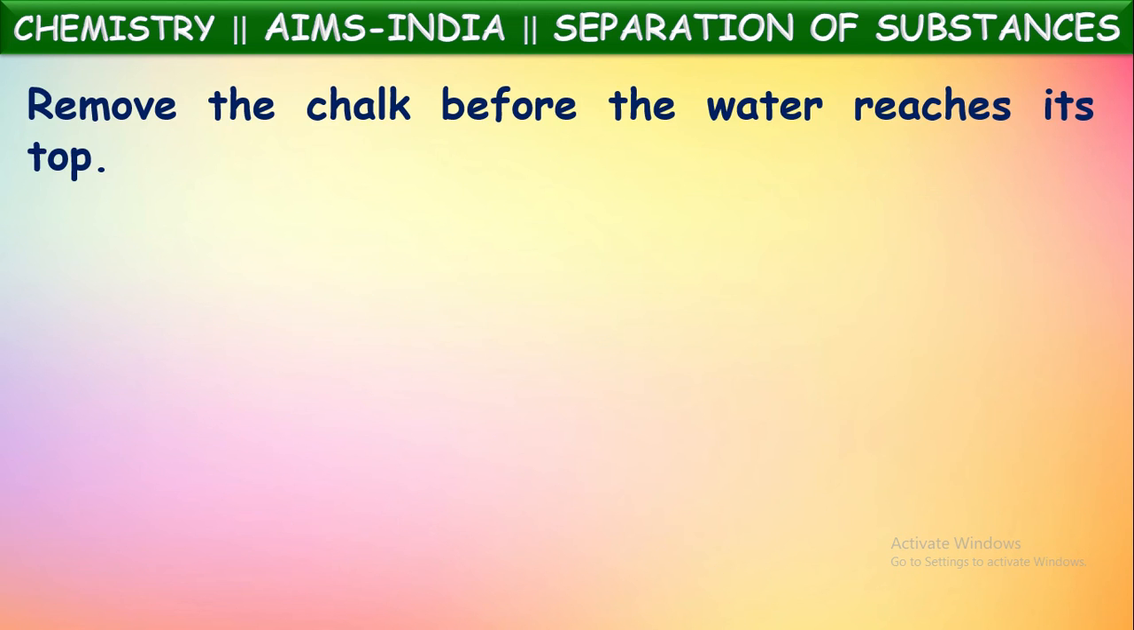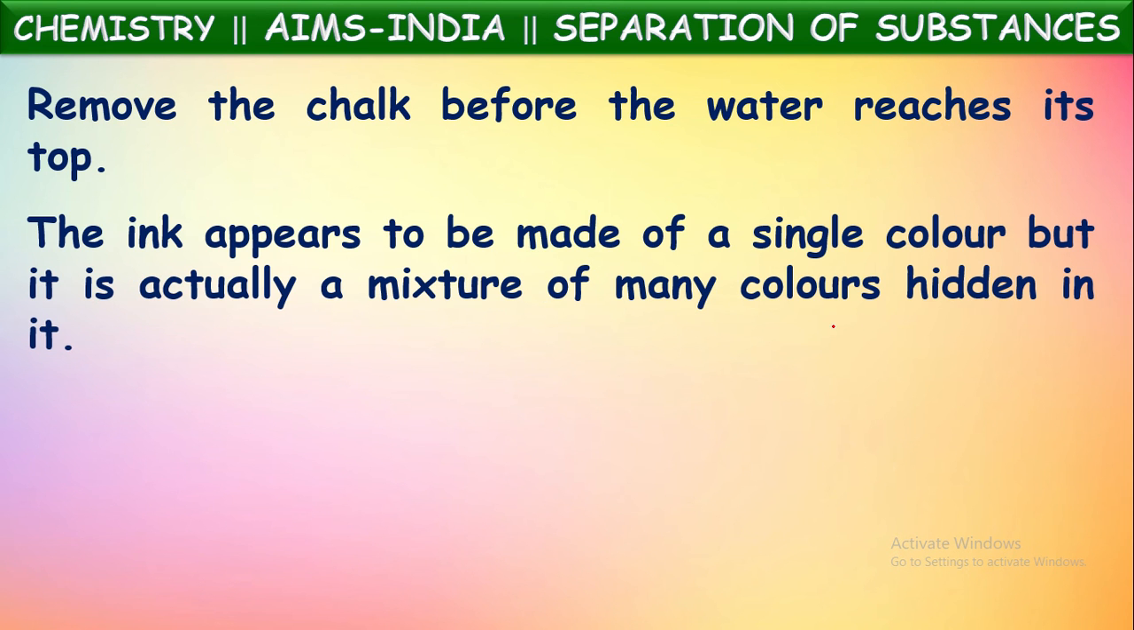Then remove the chalk before the water reaches its top. The ink appears to be made of a single color, but it is actually a mixture of many colors hidden in it. So this we can understand by observing different layers on the chalk piece with different colors.